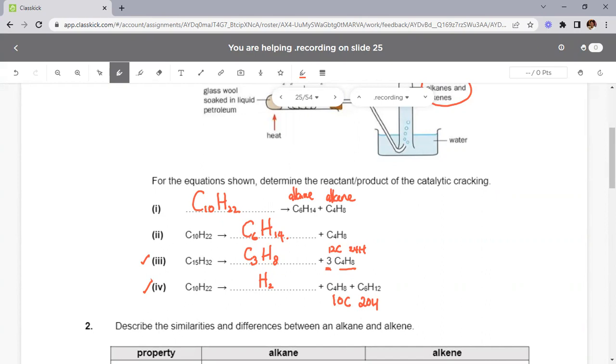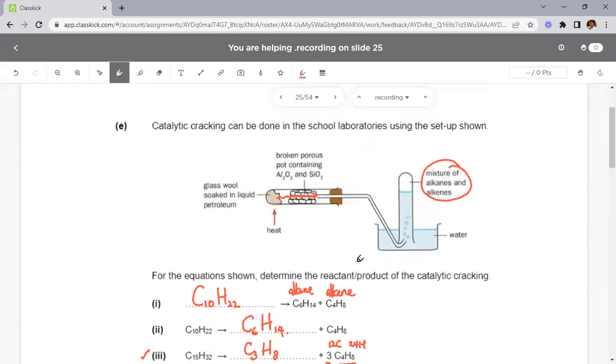The other thing commonly asked in questions, where most people get stunned and don't know what's happening, is when you see a diagram like this. When they see this diagram, a lot of times people don't know what reaction is happening.